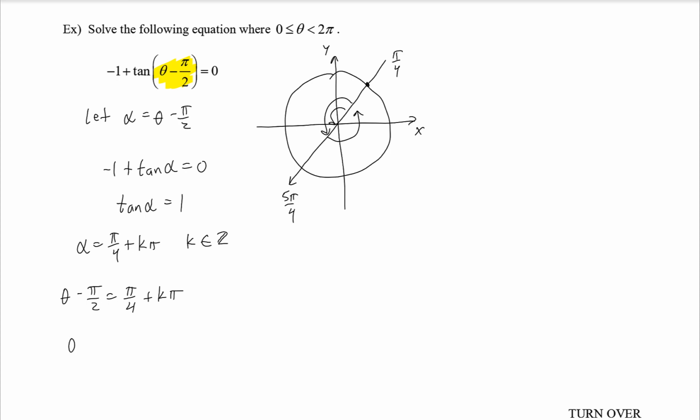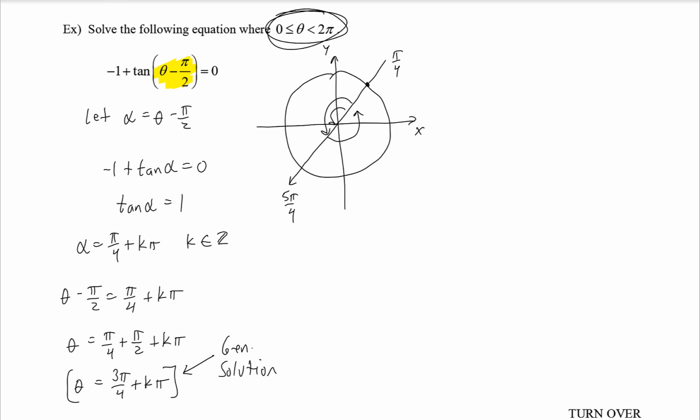So if I add pi over 2 to the other side, I get theta equals 3 pi over 4 plus k pi. So this is my general solution right here. But I don't want the general solution. I want all the values of theta that are positive between 0 and 2 pi. 0 could be an answer, according to that. Those are the answers I want. So let's use this to go find them.